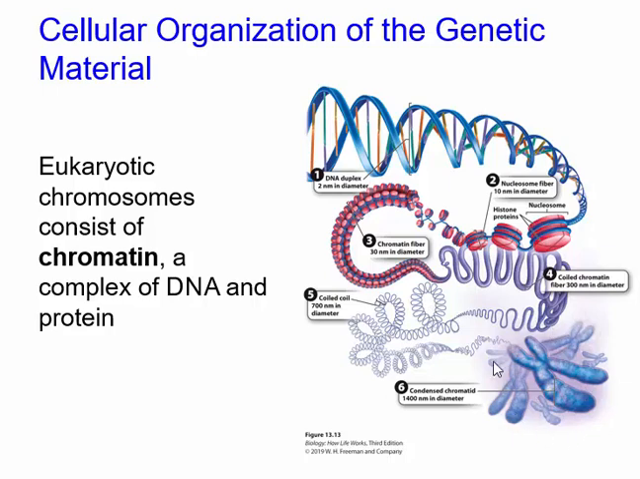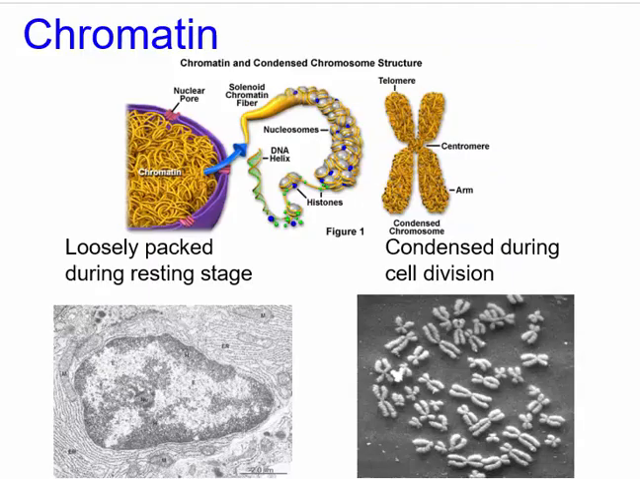This might be what you imagine when somebody says chromosome. This might be what you think of. But remember, you really only see that during cell division. So here we see those X-shaped chromosomes. They're condensed for cell division.